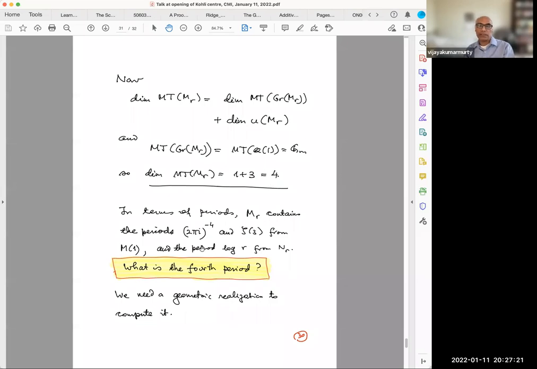Now we know 3 of the periods. We know (2πi)^{-4} is there. We know zeta of 3 is there. And I took r equals 2, but I can actually take any log r here. Log 2 is a period, and there is a fourth period. We don't know yet how to compute that, but all 4 of those have to be algebraically independent according to Grothendieck's conjecture. And so far we don't know how to compute this. I don't think it's going to be possible to get a geometric realization. We need to just understand this a little better.